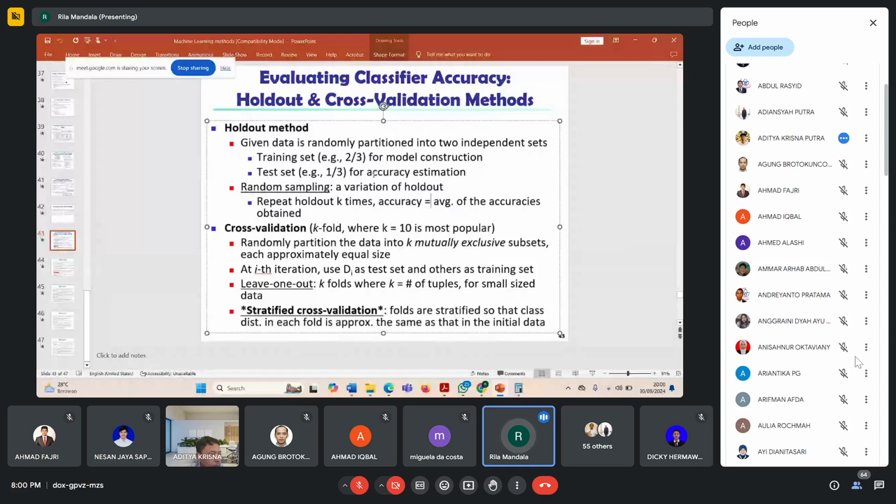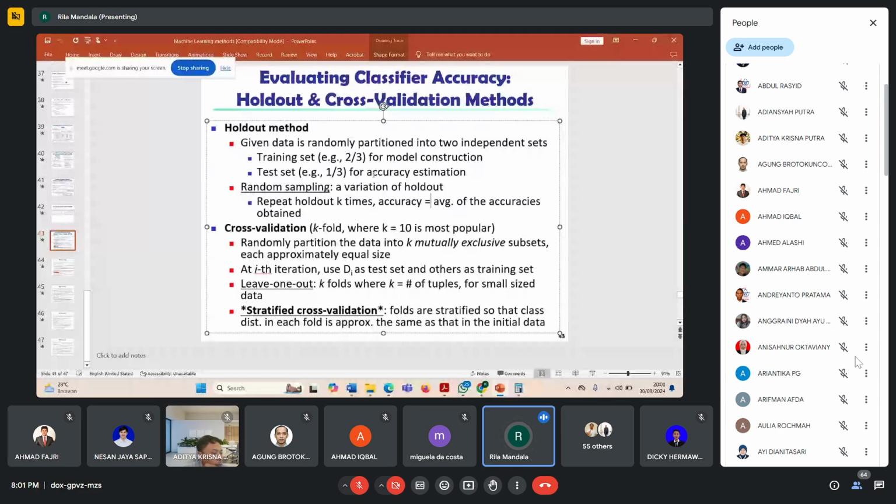It depends. Then you adjust. For example, I divided 70% training data and 30% testing data. Oh, the result is not good. Then you increase the training data. Now we use 80% training data, 20% testing data. Oh, still not good. So 90% training data, 10% testing data. So you have to adjust. It is part of the experiment to adjust the percentage. Okay. Yes. Noted, sir. Thank you.